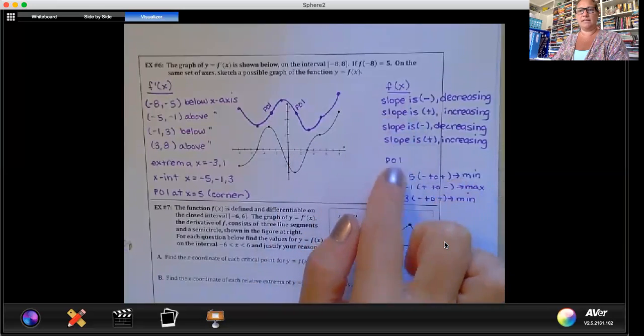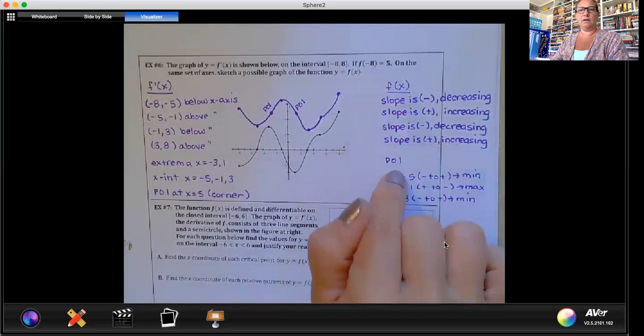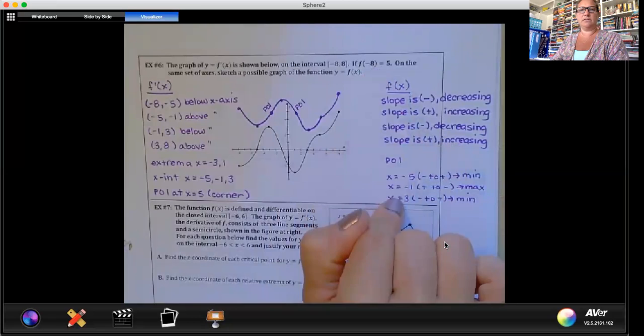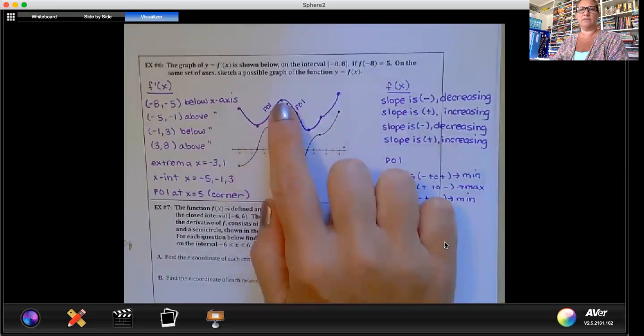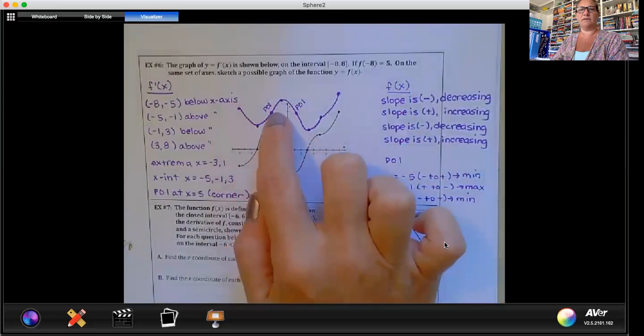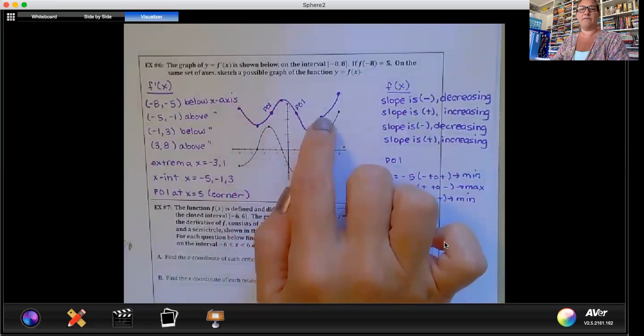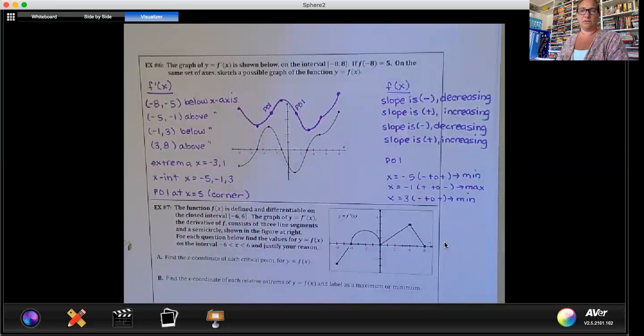So taking these characteristics in place, as well as the given point that you have here, plot your points here first. Understand that when you connect those, your points of inflection are going to show up. You have your little corner here at 5, and then you are continuing to increase.